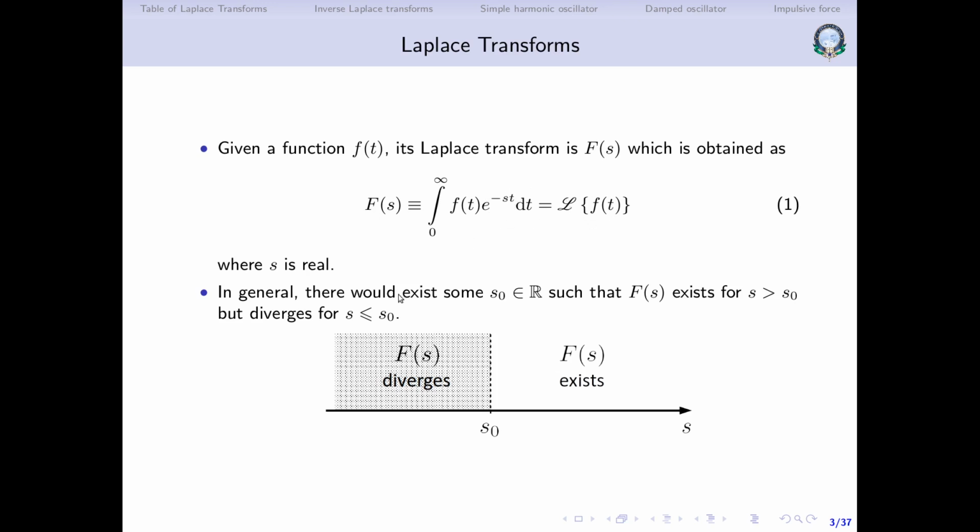Over here s is, of course, assumed to be real. Whenever you talk about Laplace transforms, there is going to be a particular value s naught, such that for values of s greater than s naught, this integral will exist, and for values of s less than s naught, this integral is going to diverge. As a result, the Laplace transform is defined only for those values of s which are greater than this particular value s naught.